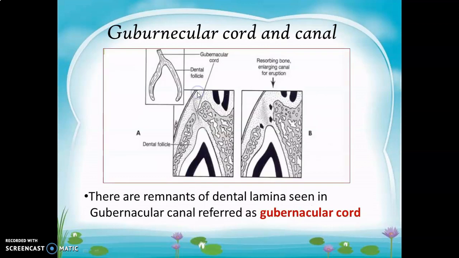In the gubernacular canal, the remnants of dental lamina may be found, which are known as the gubernacular cord. Here you can see the dental follicle surrounding this permanent tooth germ is continuous with the gubernacular cord and canal, and here you can see there is no formation of bone in the area of the gubernacular canal, so the bony crypt surrounding the permanent tooth germ is not continuous due to the presence of the gubernacular canal. And this canal persists even after the shedding of the deciduous tooth. Later, the canal widens by resorption of the bony crypt on either side of the canal, and the permanent successor tooth is guided for eruption.